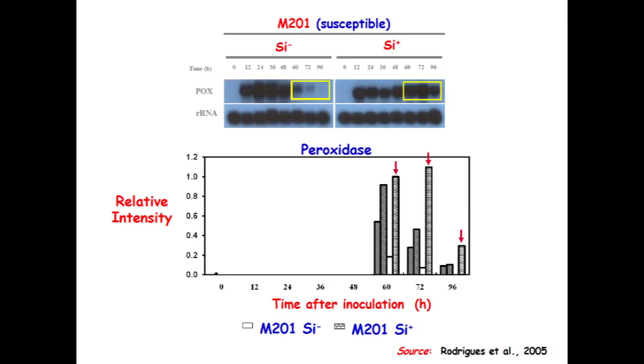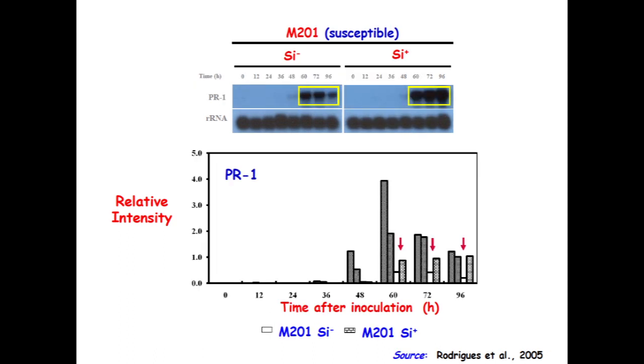Similarly, again, we have our M201, it's susceptible. There's our control with silicon. And it's around 60 hours that we started to see it more strongly constitutively expressed in comparison to the control for peroxidase. Peroxidase is very important in lignin production in plants, protecting the plant from pathogen infection. Again, this is the relative intensity, and it's about a 5 to 10-fold increase in the intensity. And looking at PR proteins, these are known to have antimicrobial activity. These were detected at 60 hours, and they were much more strongly expressed in comparison to the control, maybe double.